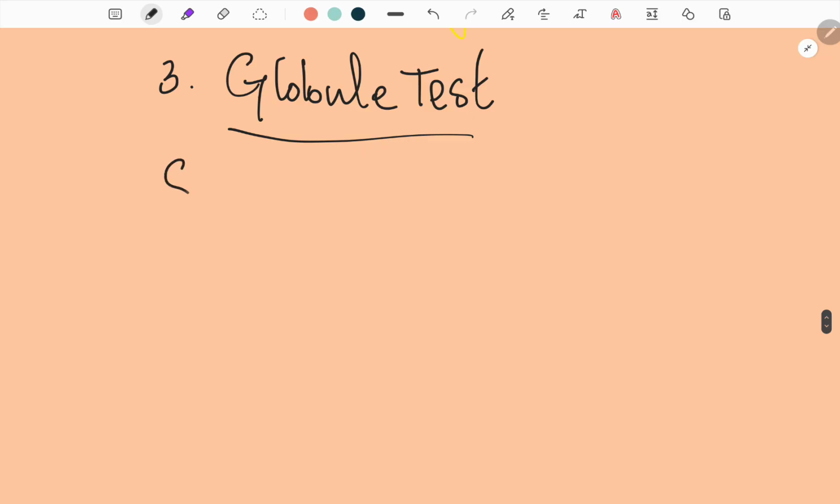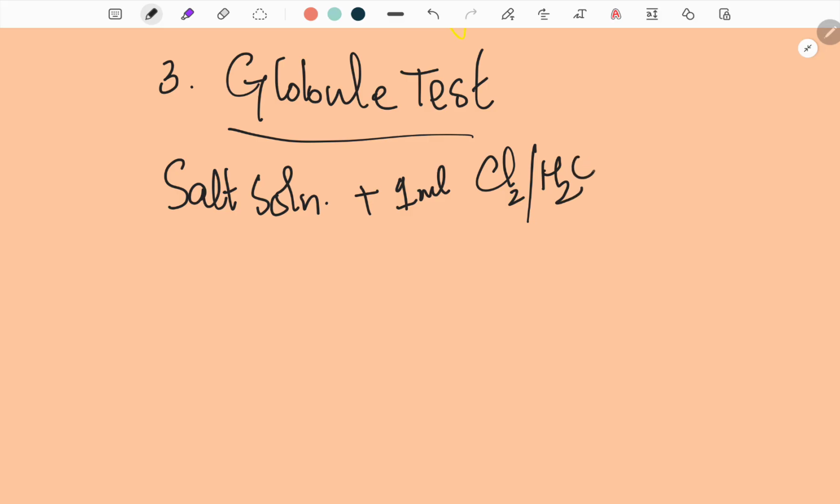So you need to take the salt solution in a test tube, and you need to add around 1 ml of chlorine water, and you also have to add 1 ml of CCl4, carbon tetrachloride, and you have to shake it well.